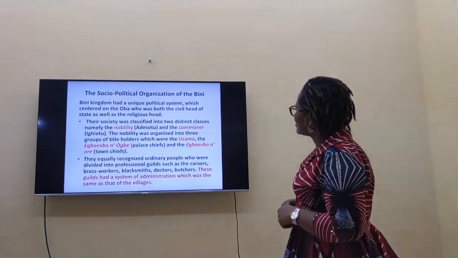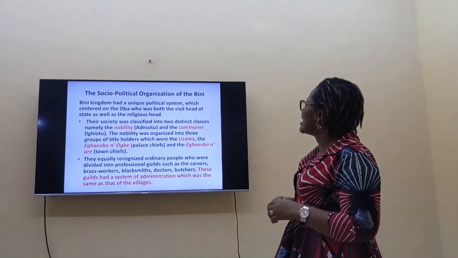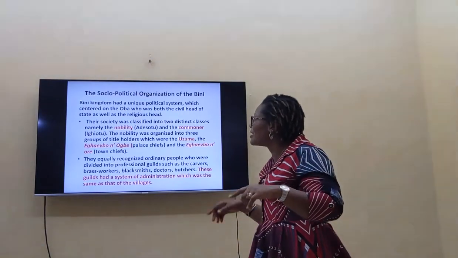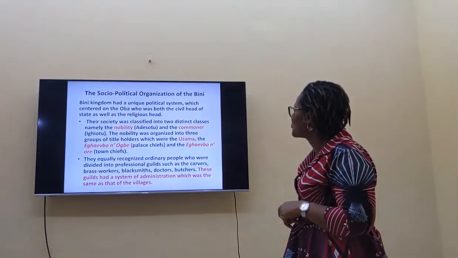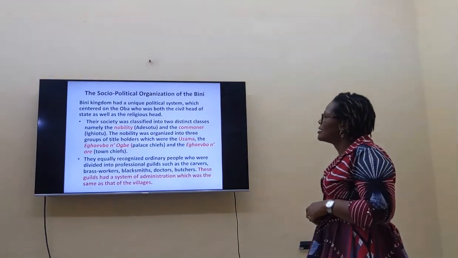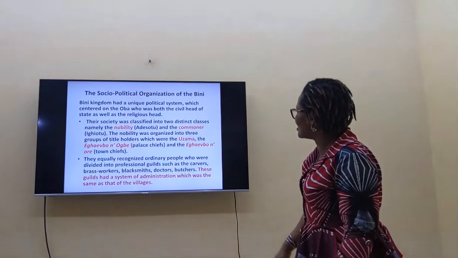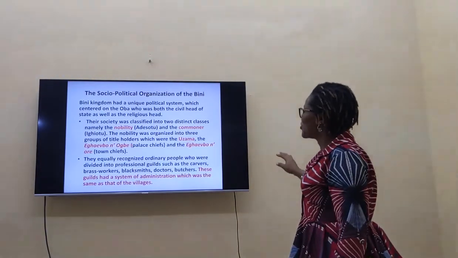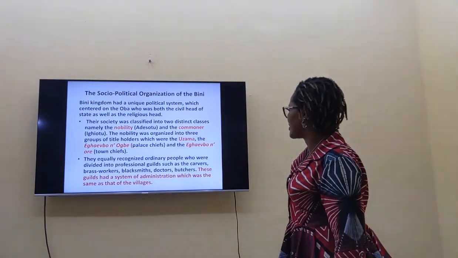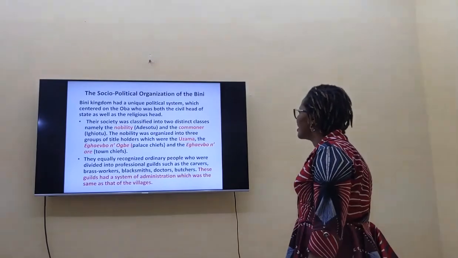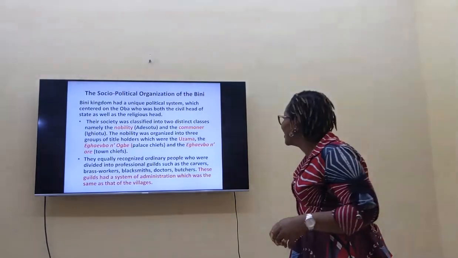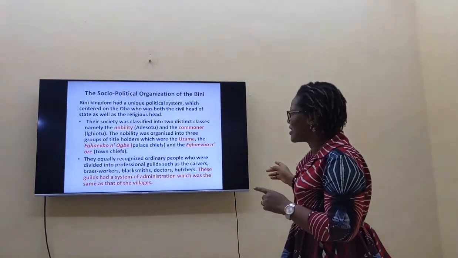The socio-political organization of the Benin. The Benin had a unique political system which centered on the Oba, who was both the civil head as well as the religious head. The society was classified into two distinct classes, namely the nobility and the commoners. The nobility was organized into three groups of title holders, which were the Uzama, the Eyabe, don't mind my pronunciation, and the Eyabe or Tanchis.